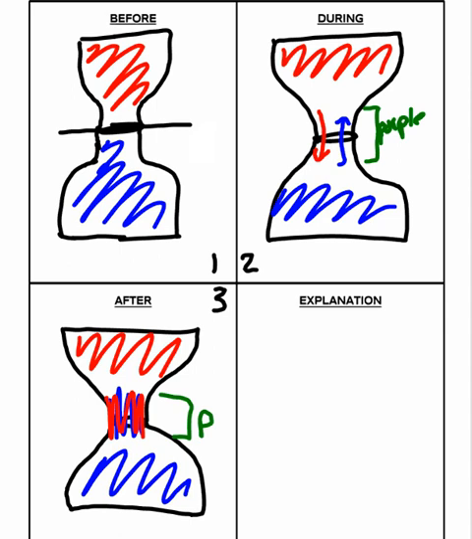In our particular example, we're using the arrows here to indicate the movement of water going up and the movement of water going down.